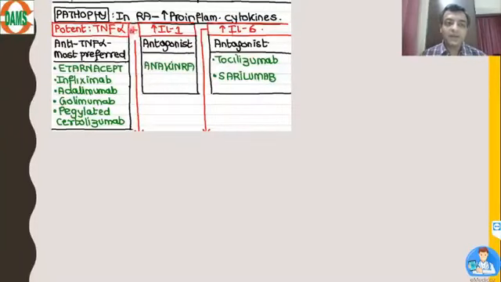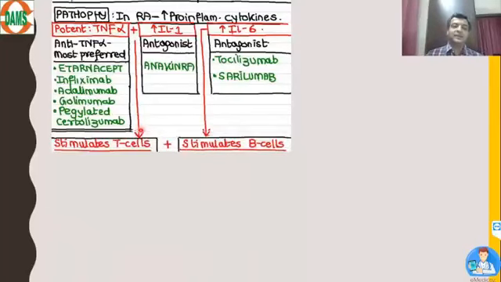TNF alpha plus interleukin 1 stimulate the T cell predominantly. Interleukin 6 predominantly stimulates the B cell. These also can be blocked now.